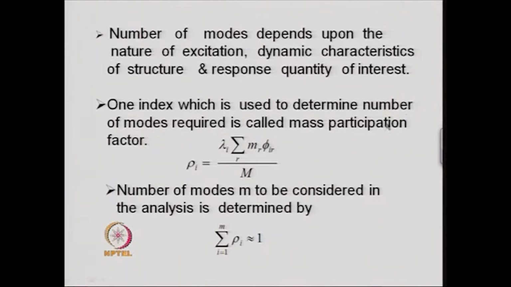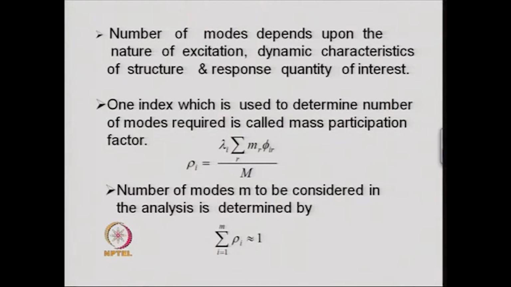The number of modes to be considered in the analysis is determined by this equation. That means, for each mode we find out the mass participation factor, sum them together over the number of modes, and when we get it to be more or less equal to 1, then we decide what should be the number of modes that we should take into consideration.